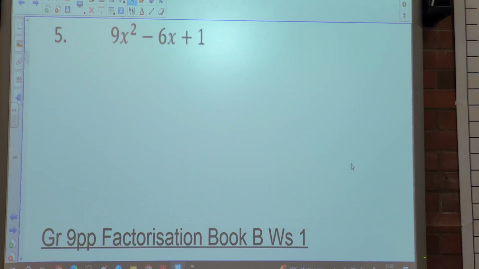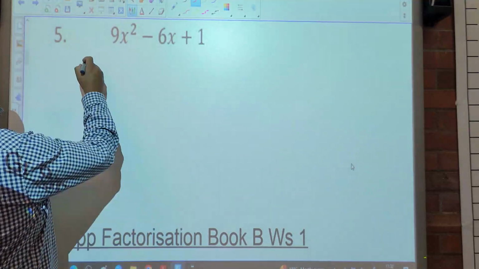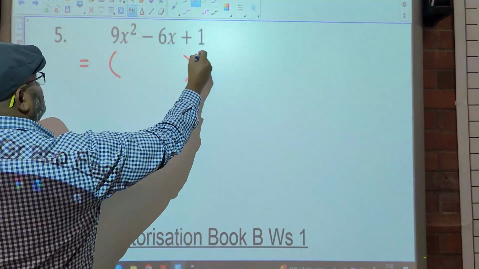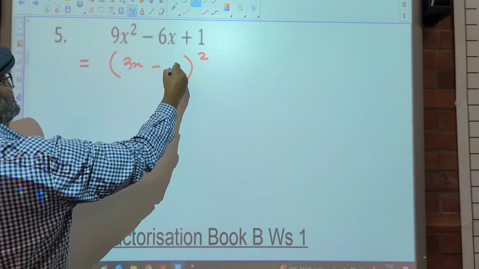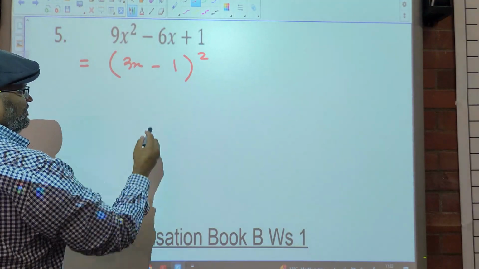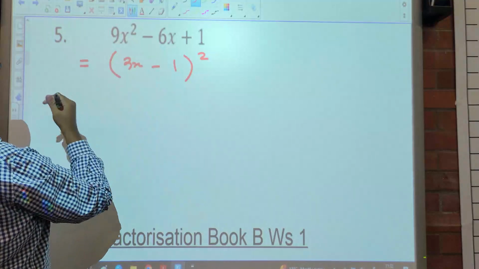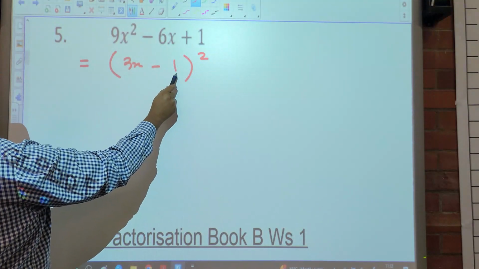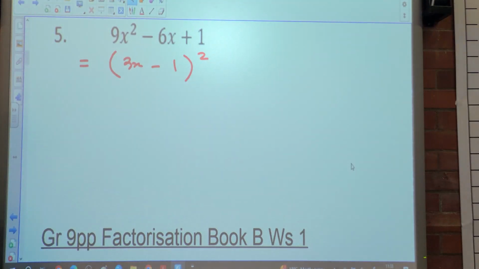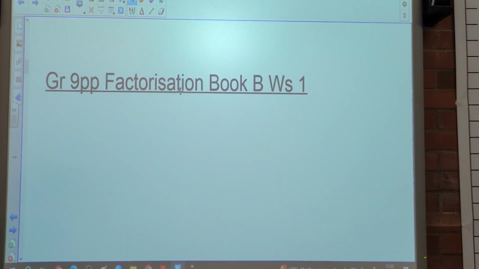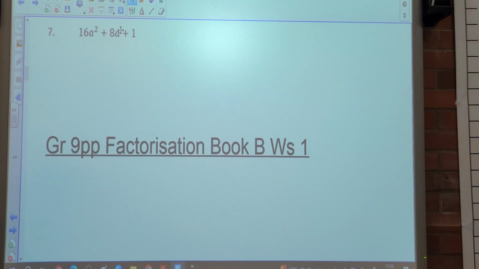9x squared minus 6x plus 1. Are there 3 terms? Yes. Are the first and the last term perfect squares? Yes. So let's go. What's the square root of 9x squared? 3x. Minus. We test if it's conformant with the middle term. So 3x times negative 1 is negative 3x times 2 is negative 6x. Okay, you guys understand? Let's go to the next question.